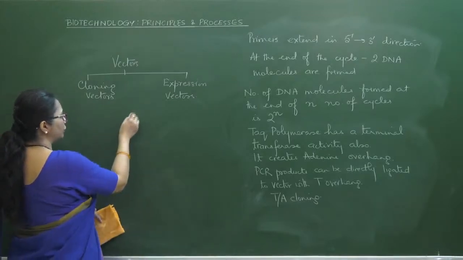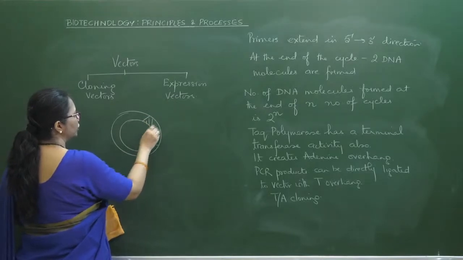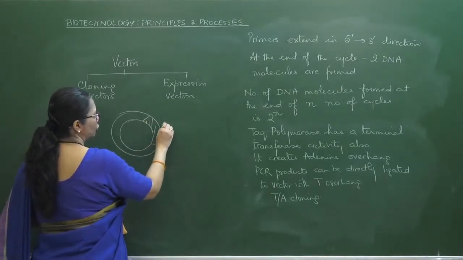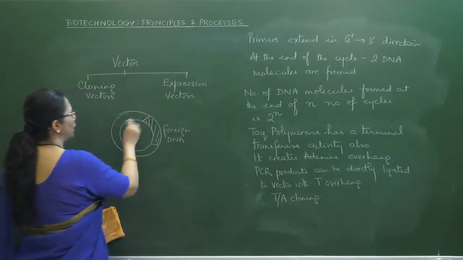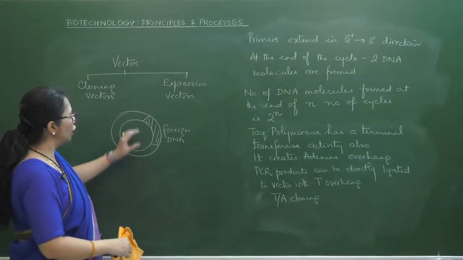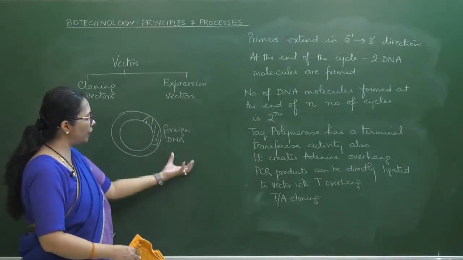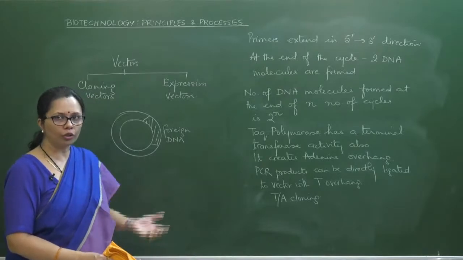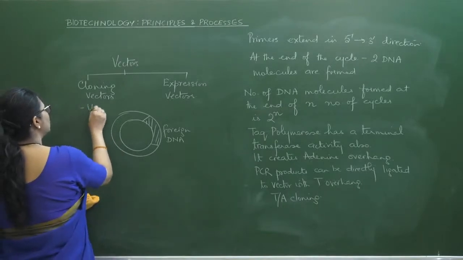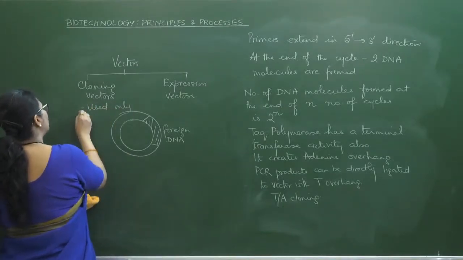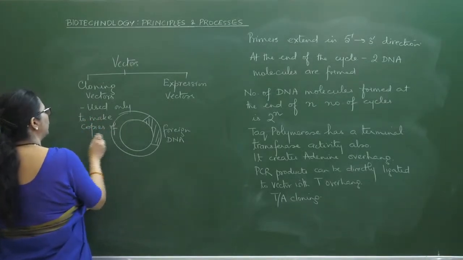Now, suppose we were using pBR322, and in this pBR322 we have ligated a gene of interest. This is the foreign DNA which we have ligated in it. Now when we put it into the bacterial host, as the bacteria divides, or as this plasmid replicates, more and more copies of the foreign DNA are also made. So that would be using a cloning vector. A cloning vector is used only to make copies of foreign DNA.